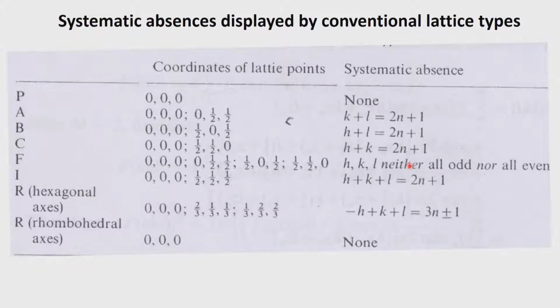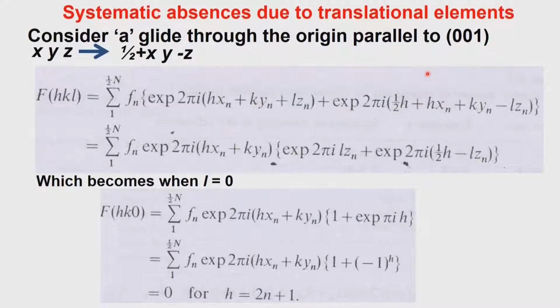What is listed in the International Tables, which we will have a look at later on, are not the systematic absences, but systematic presences. So, that is something which we should remember when we look at the International Tables for reference. So, having seen this, we now go and see what are the systematic absences which come due to the presence of translational components in the symmetry associated with the space group.